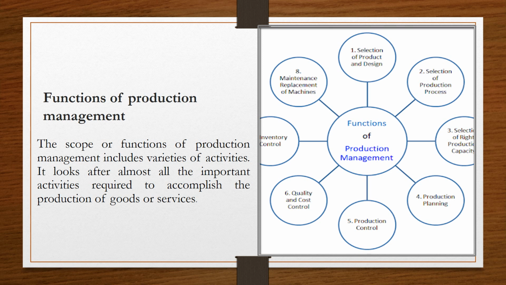Then the related function is, if you want to produce a product, then you need to select its process also. By which form, by which process, by which method you want to make it. That is said to be the selection of the production process. The next area that comes up is selecting the right kind of production capacity. That means selection of the right production capacity.